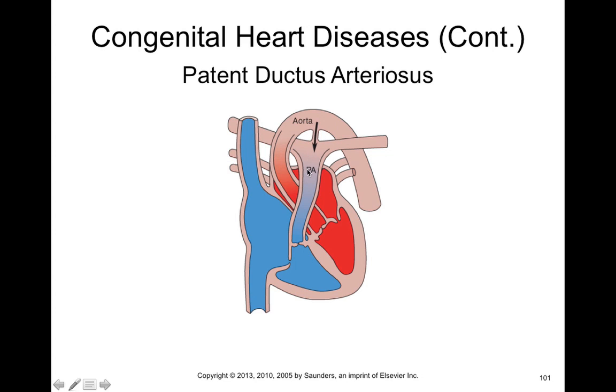So in a normal fetus's circulation, we should see blood flow from the pulmonary trunk directly into the aorta. But if this ductus arteriosus, which is this little shunt, fails to close after birth and remains patent or open, then we can find a backflow of blood from the aorta through the ductus arteriosus back into the pulmonary circuit. And this leads to a limited cardiac output, because now blood is flowing back into the pulmonary circuit instead of continuing on through the systemic circuit.